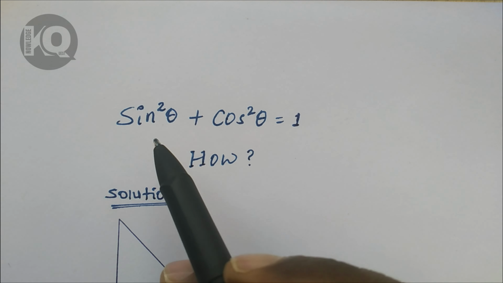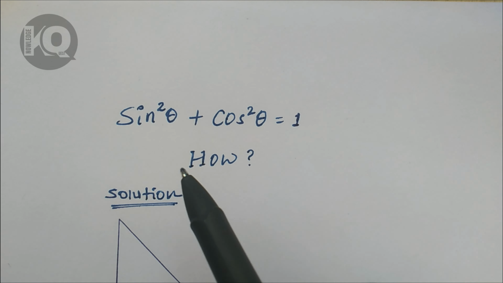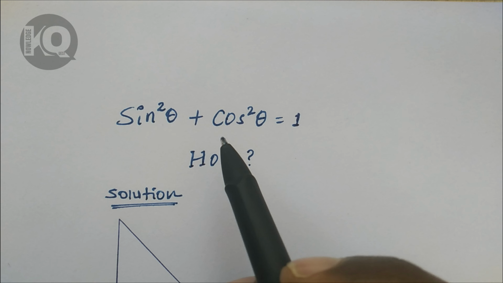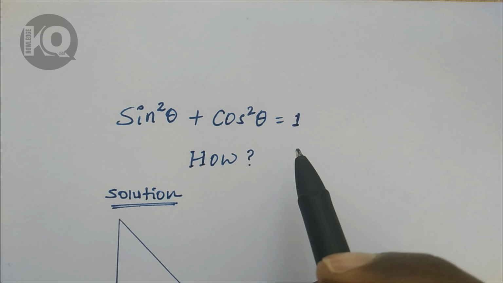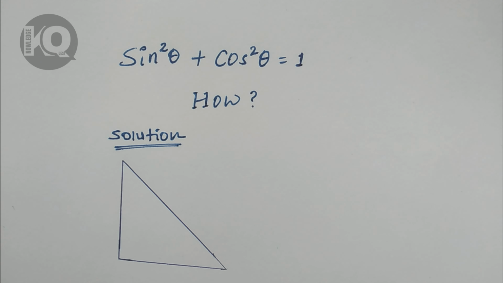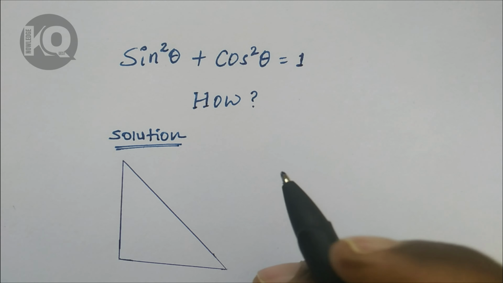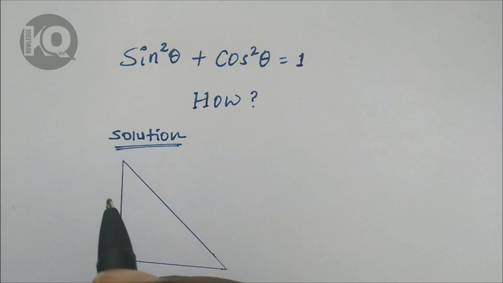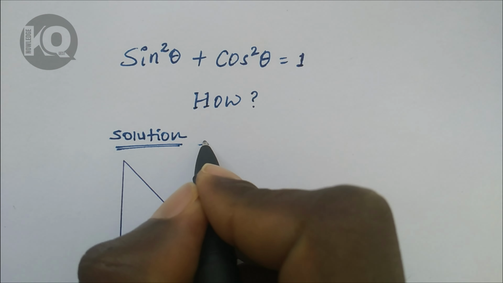In this video we are going to see how sin²θ plus cos²θ is equal to 1. Solution: to prove this, sin²θ plus cos²θ equals 1, let's consider a right angle triangle.